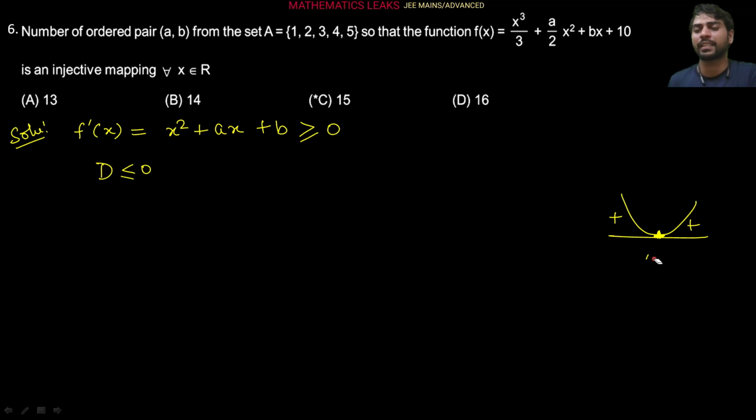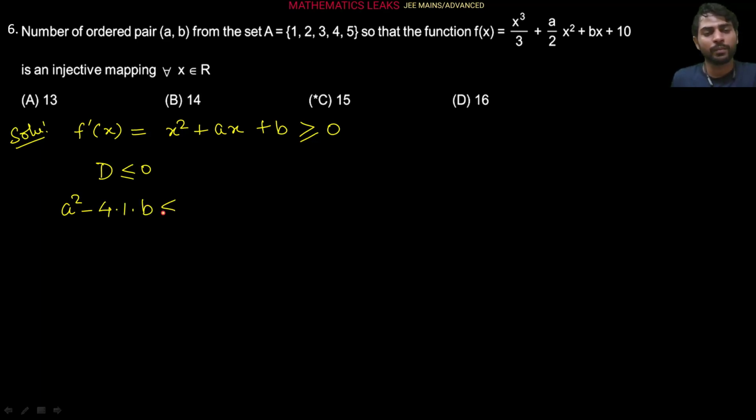So the discriminant means b square minus 4ac. So here it is a square minus 4 times a, which is 1, into c, which is b. This must be less than or equal to 0. So from there a square must be less than or equal to 4b. Now a comma b is an ordered pair from the set A only.